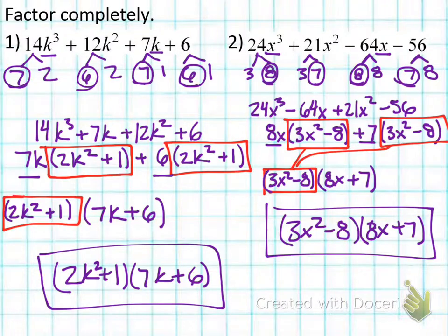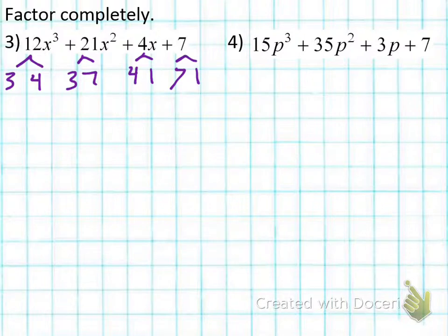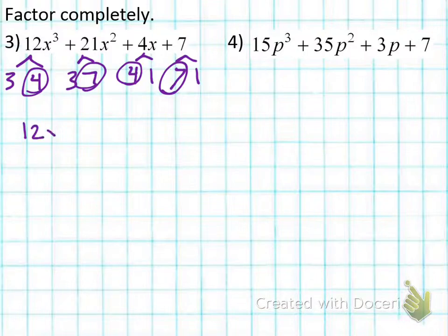So pause the video here and write these in your notes if you weren't in class today. And then I'll move on to 3 and 4. Okay, so factoring number 3, this is what I get. I see I have 7s and 4s in common. So I rewrite with the terms with a 4 in it first, so 12x cubed plus 4x. And then the other two terms that have the 7 in common after, so 21x squared plus 7.